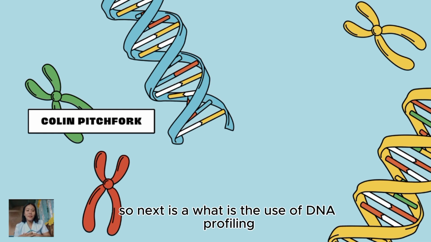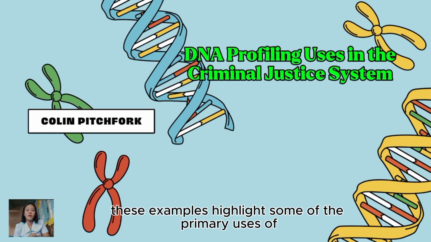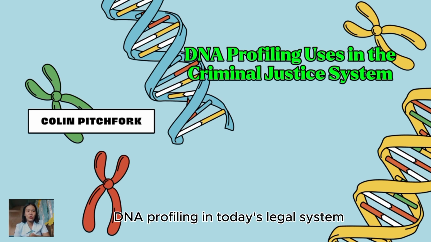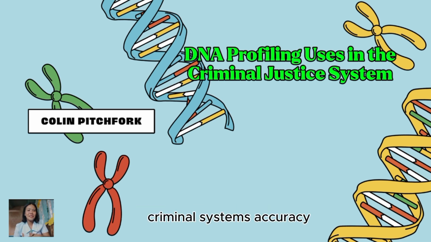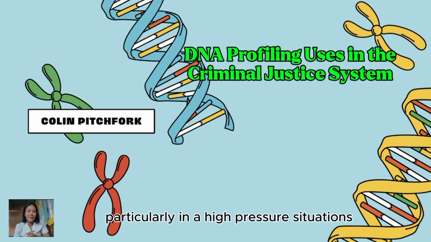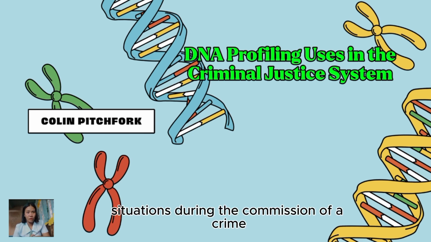Next, what is the use of DNA profiling in the criminal justice system? These examples highlight some of the primary uses of DNA profiling in today's legal system. The process can be used to identify potential suspects and link suspects to a crime, proving they were at a certain place. DNA profiling also enhances the criminal justice system's accuracy. Eyewitness accounts are unreliable, particularly in high-pressure situations during the commission of a crime.